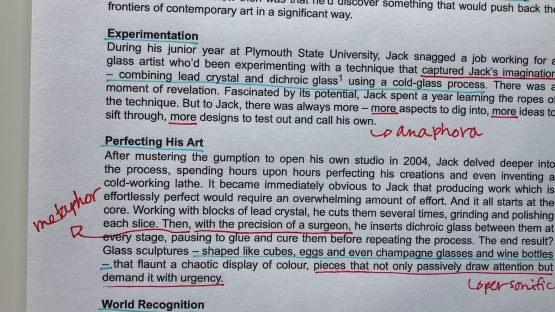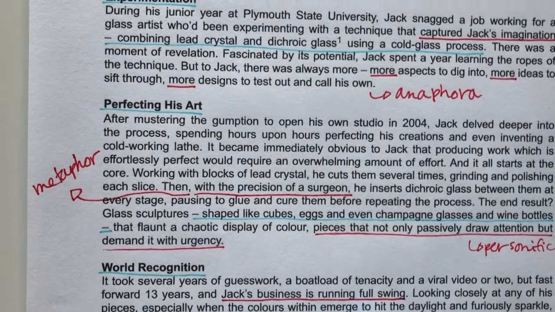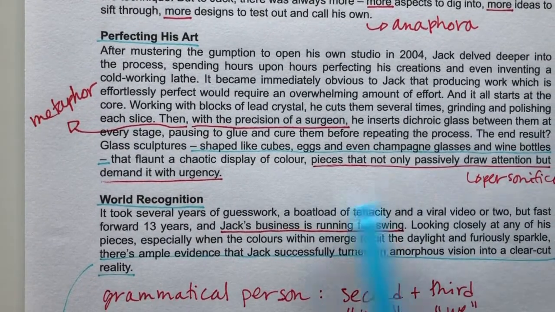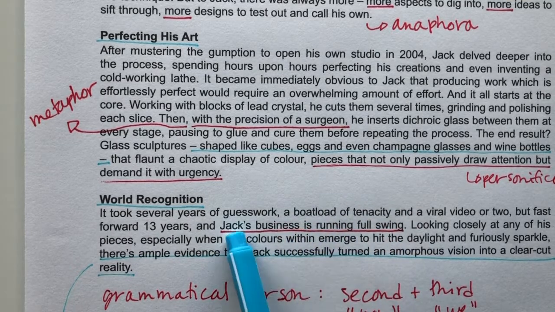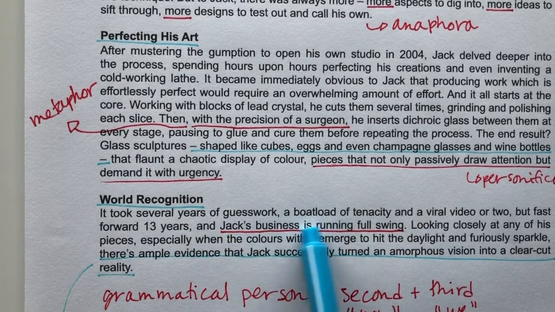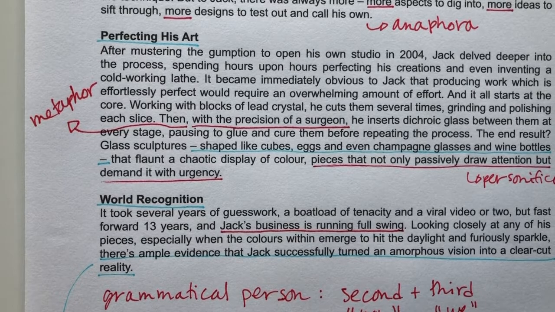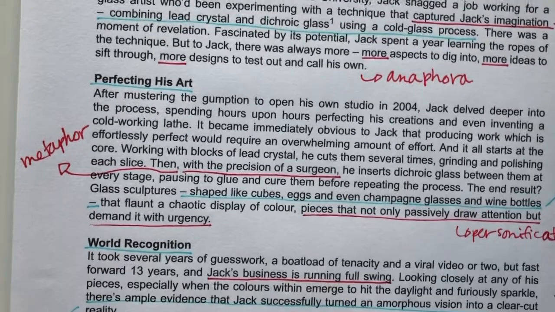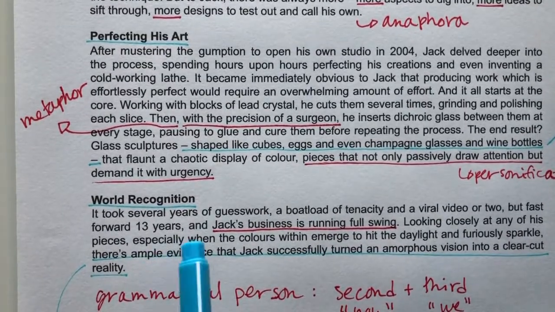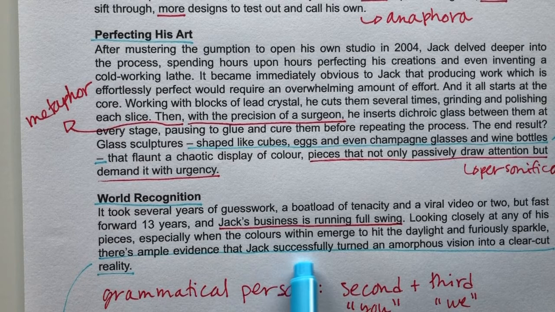Okay, and more personification here. So we have 3 personifications. Jack's business is running full swing. It's running, okay? So that's personification, because a business cannot run. Okay, it literally, in the literal sense, it cannot run. So we have that. Here, there's ample evidence that Jack successfully turned an amorphous vision into a clear-cut reality.